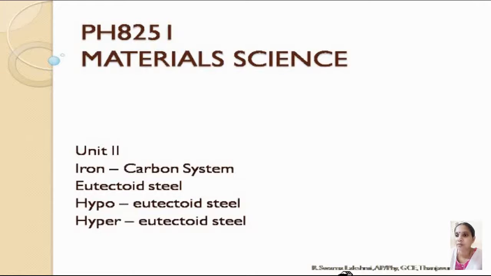Good morning. In the course PH8251 Material Science, today we will discuss Unit 2 Ferrous Alloys. In particular, we will discuss the topic iron-carbon system, eutectoid steel, hypo-eutectoid steel and hyper-eutectoid steel.